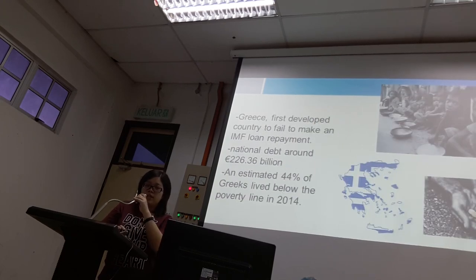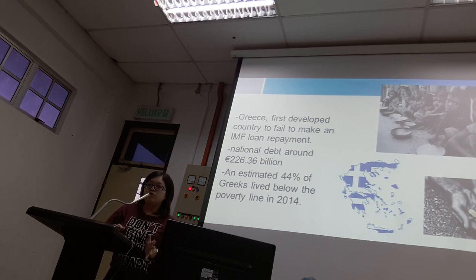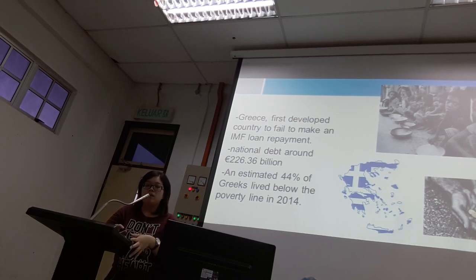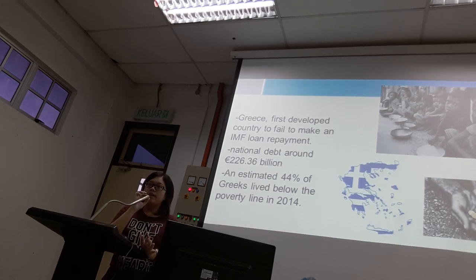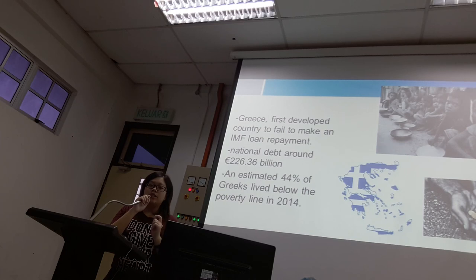One example is Greece. Why I choose Greece as the example is because Greece is the first developed country that failed to make an IMF loan repayment. Usually poor countries are unable to pay back the money, and developed countries are rich enough to pay back. But Greece is the first developed country that failed to make the IMF loan repayment.